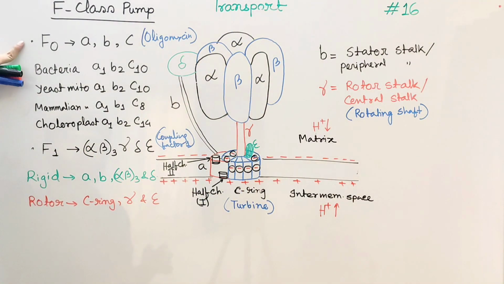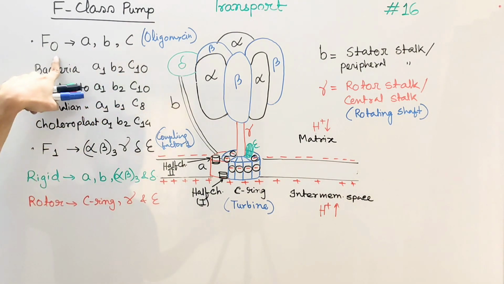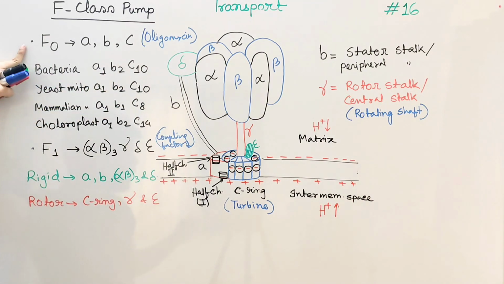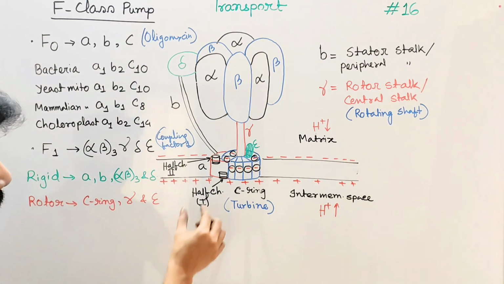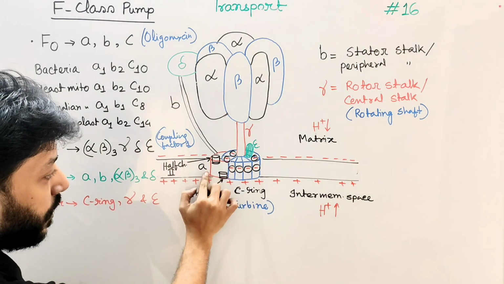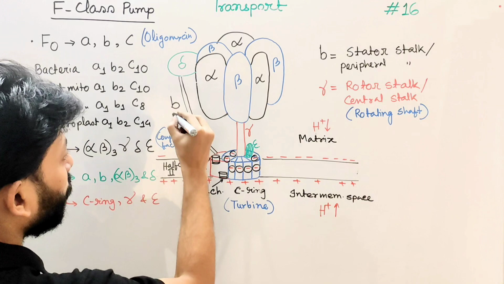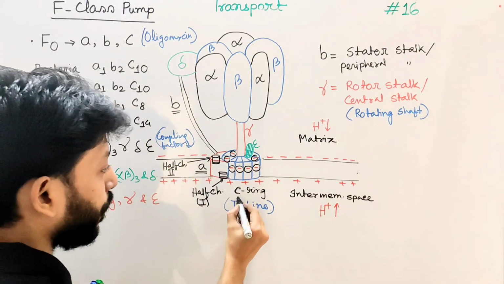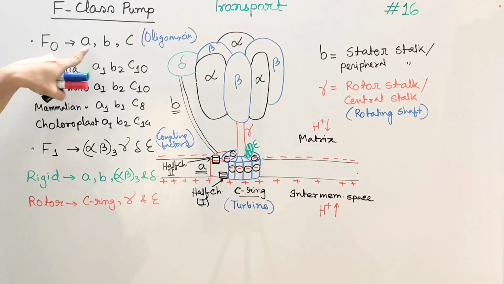Now at first I want to mention that this FO, O for oligomycin sensitive, which is not the zero, is FO, O for oligomycin sensitive. This subcomplex contains 3 proteins: A, B, C. See here, this red is the A portion, the A protein. This is the B protein, and this C is actually a subunit, and it makes a ring-like structure called C ring. So in the FO, there is ABC.